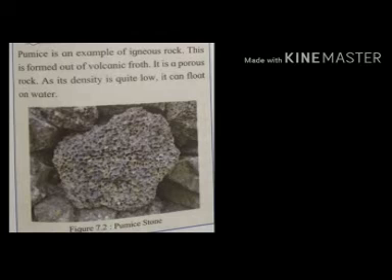Now let us collect some information about a rock called pumice. Pumice is an example of igneous rocks which is formed out of the volcanic eruptions. It is porous by nature and its density is quite low and it can float on water.